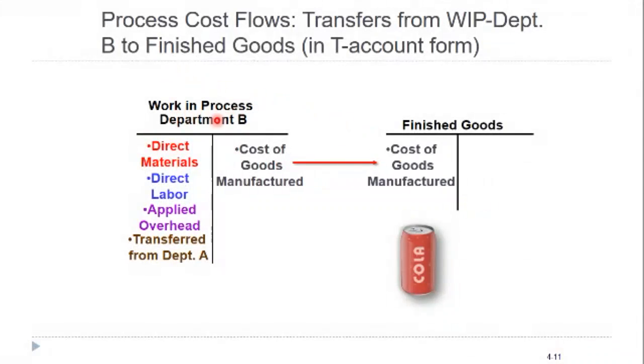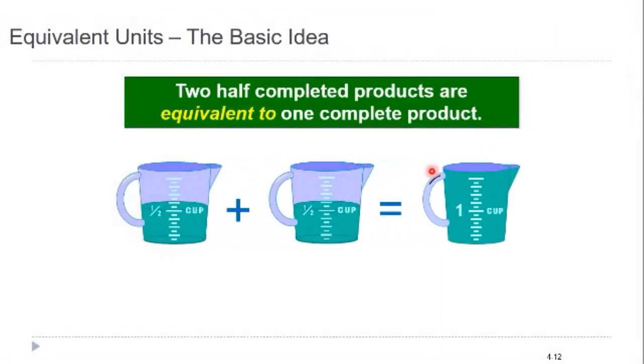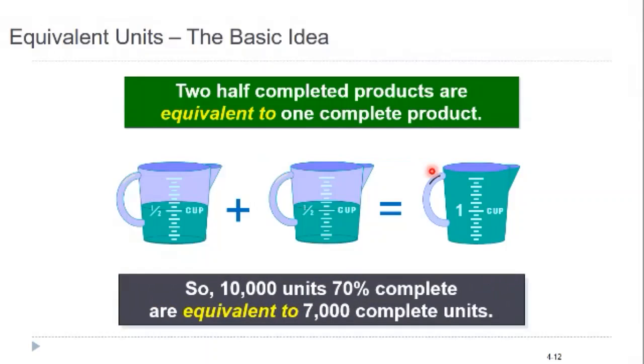Okay, so work in process B, this is department B, this is the last process. The cost of goods manufactured goes into the finished goods. Right. Now we want to look at the equivalent units. What is our equivalent unit?